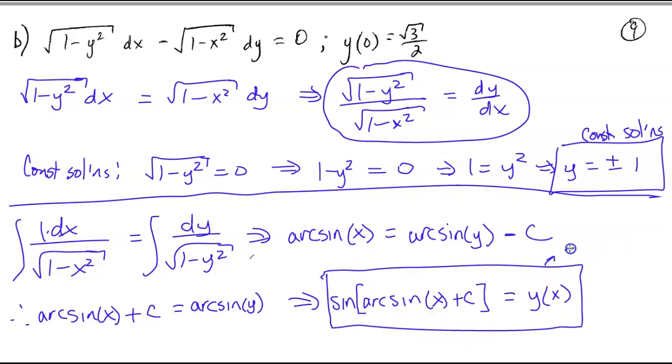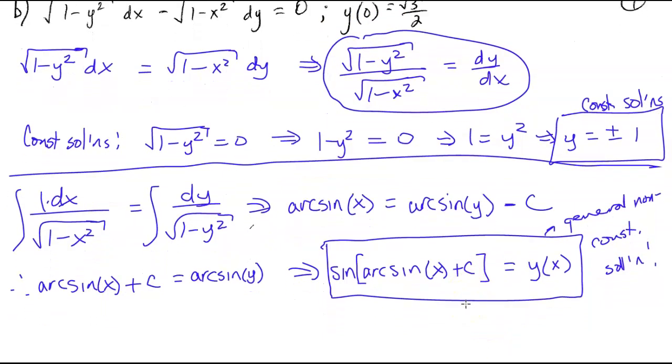And I'll write that. General non-constant solution. So now what we need to do is use our initial conditions here to figure out what this value of c will be.